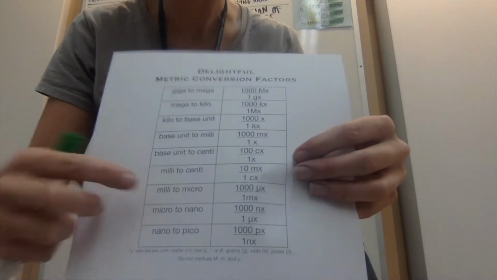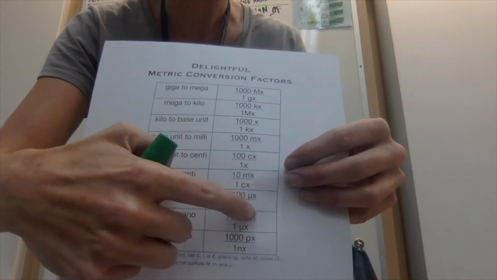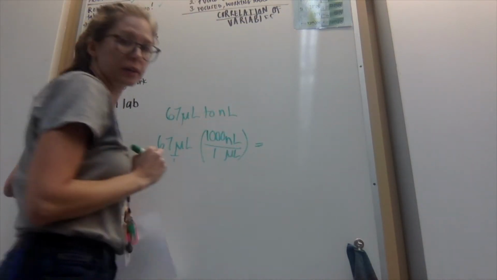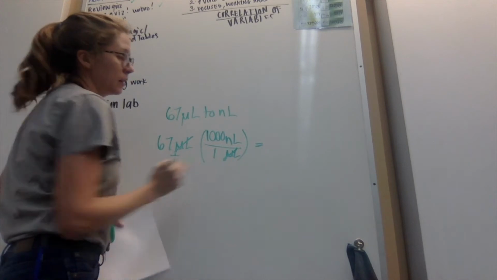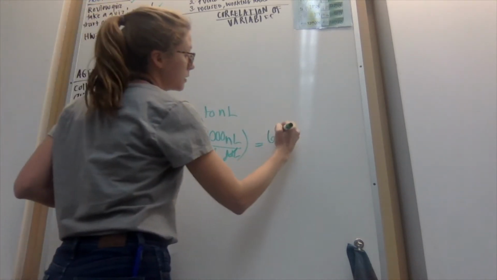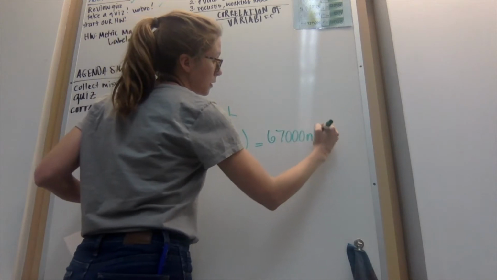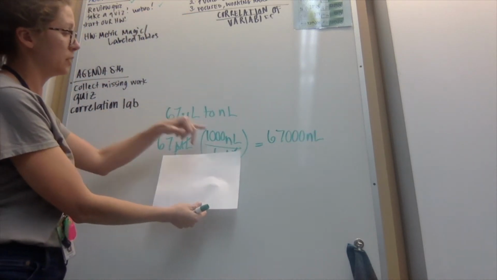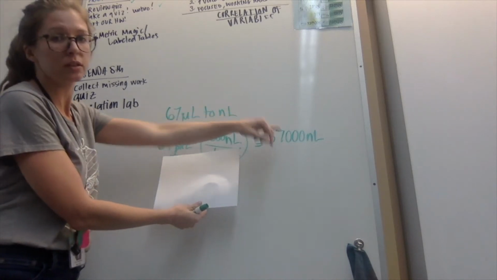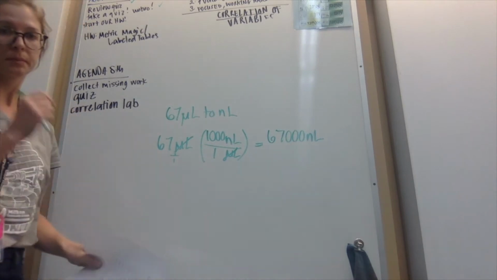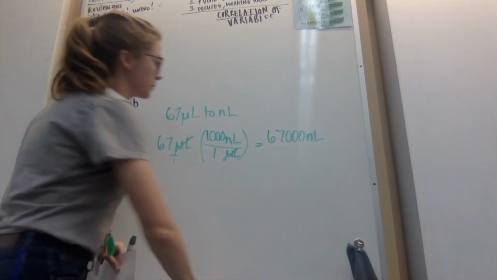I'm looking at micro to nano, so I can see there are 1,000 nano in 1 micro. So 1,000 nano, 1 micro. And then cancel out anything the same on the top and the bottom. Multiply across. Multiply across the top, so 67 times 1,000 nanoliters. And then 1 times 1, so it's just over 1. All right.